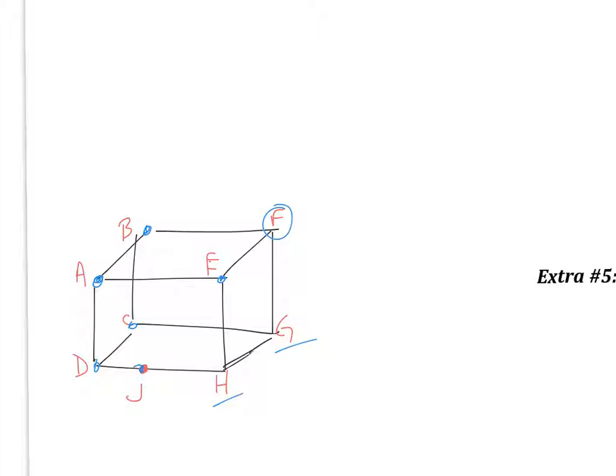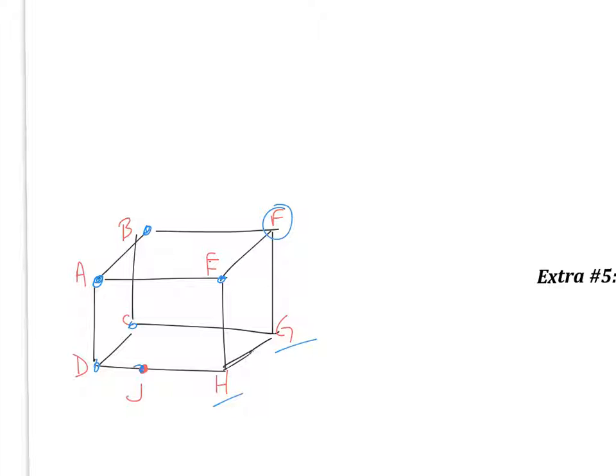Can someone give me a point that is collinear with A, B, and H? G. He says G. Anybody else? E. Lots of G's out there. Oh, wait, no, it is E. Oh, really? It was A, B, and H.